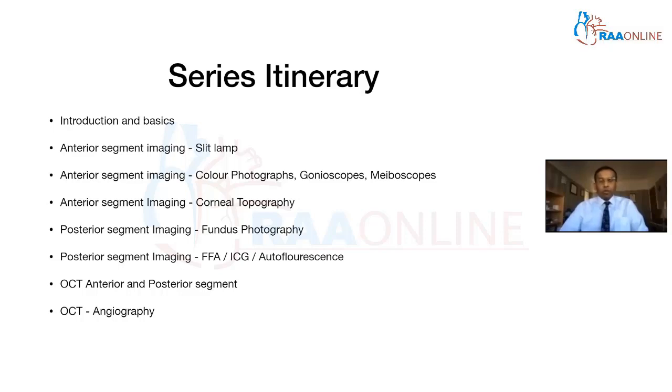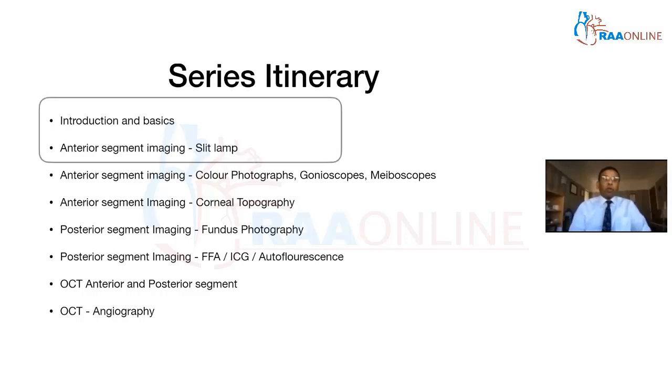OCT angiography. So as for today's talk, I will try and focus on the introduction and basics of ophthalmic imaging, and we'll move on to cover some of the anterior segment imaging using the slit lamp cameras.